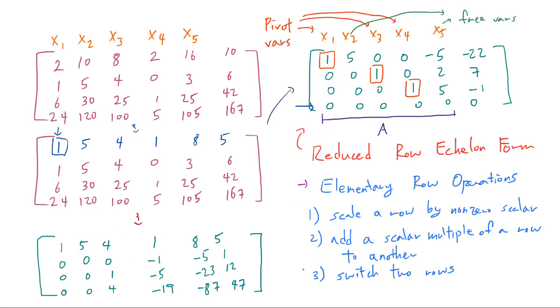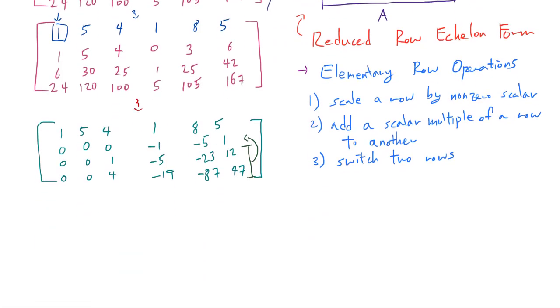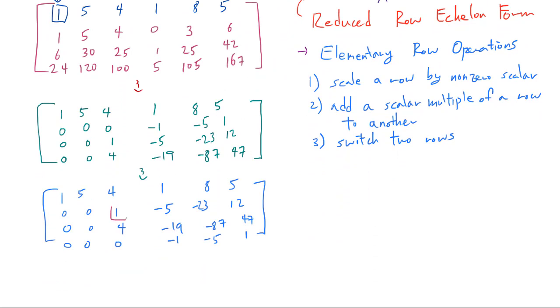So here we're going to use the third elementary row operation of switching two rows. What we're going to do is simply switch rows such that these two rows go up 1 and this row now becomes the final row. So let's do so. And now we're still on the third column.